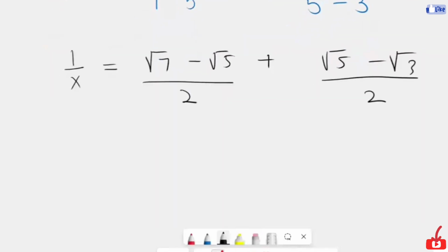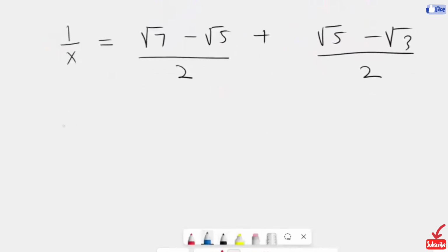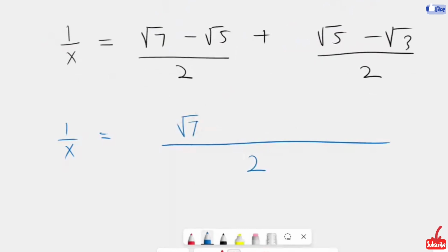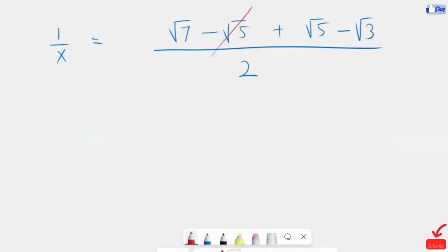Now here I am going to take the LCM. 1 over x is equal to, 2 is the LCM, and here 1 time root 7 minus root 5 plus root 5 minus root 3. This and this get cancelled, so the remaining expression we will get is 1 over x is equal to root 7 minus root 3 over 2.